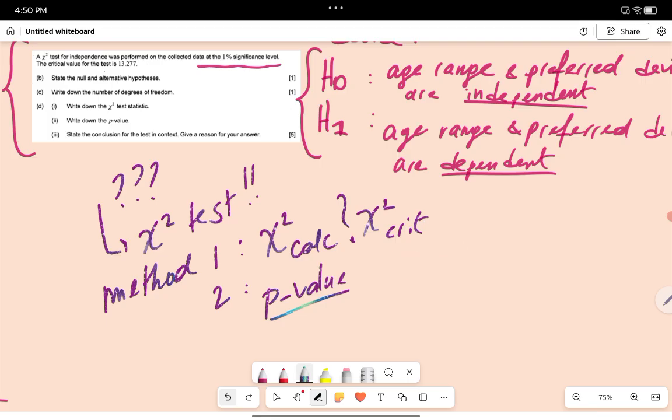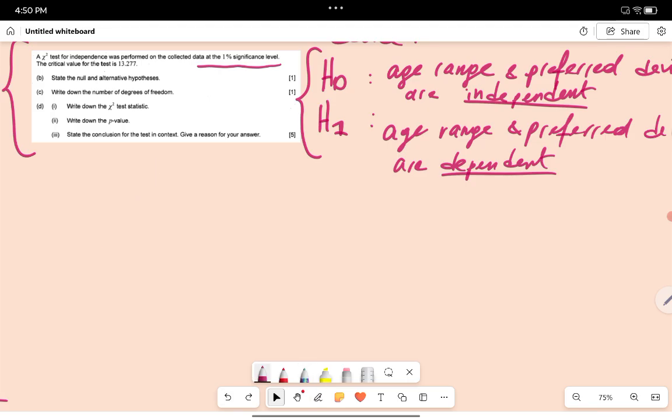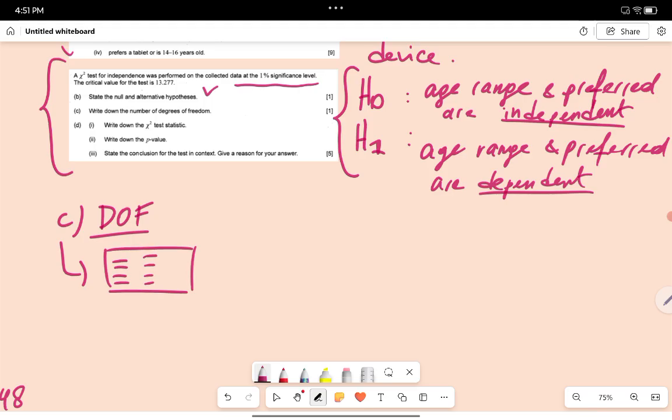So let me delete all this stuff. Yeah, so we have now stated what our null hypothesis is and our alternative hypothesis. So that was the first question. C, write down the number of degrees of freedom. So the degrees of freedom, this is also what you can get from your calculator. So again, remember how you get all that information from your calculator. I gave you this little piece of paper where everything was explained in steps, remember?